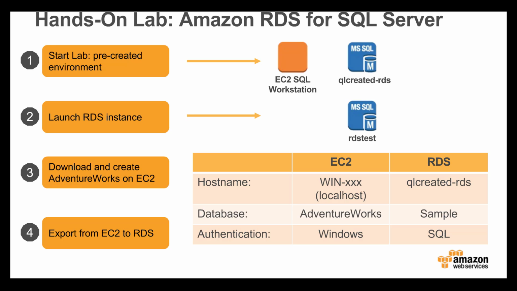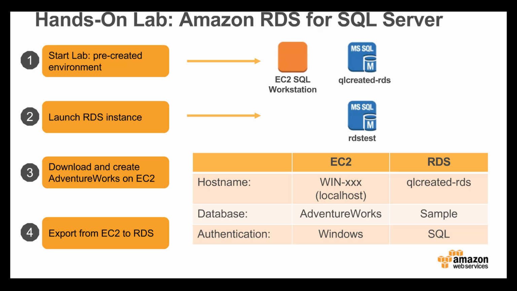instance for you. The EC2 instance will be used as a workstation to mimic an on-premises instance or server of SQL Server. And the name QL created RDS, which you'll see in the console, just means that QuickLab creates that instance with CloudFormation. So just keep that in mind.